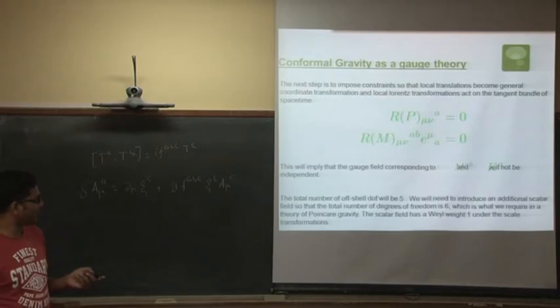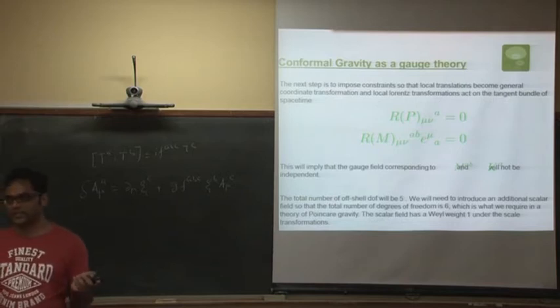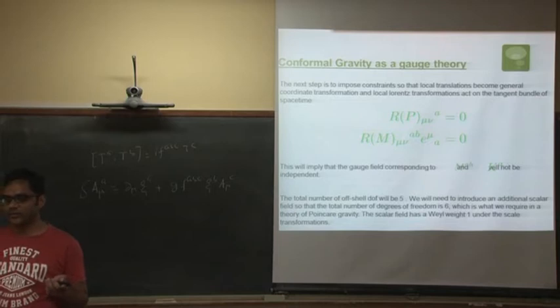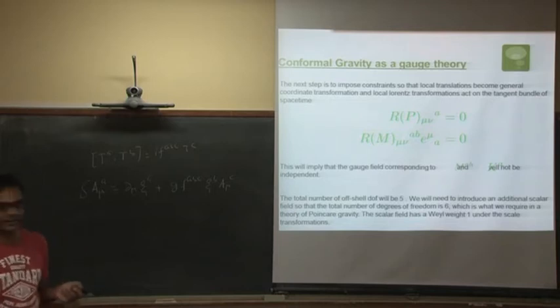So in conformal gravity, the total number of off-shell degrees of freedom is 5, however we need one more degree of freedom so that we can get Einstein gravity from this.